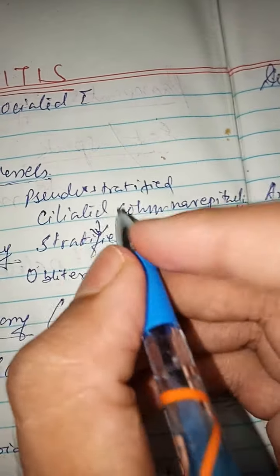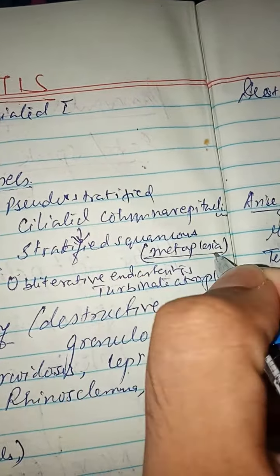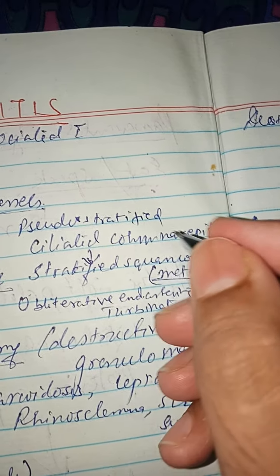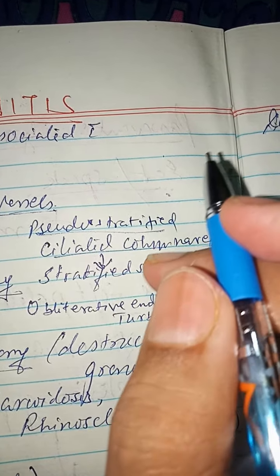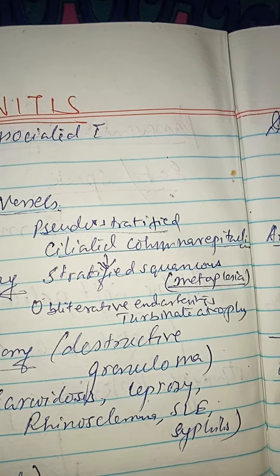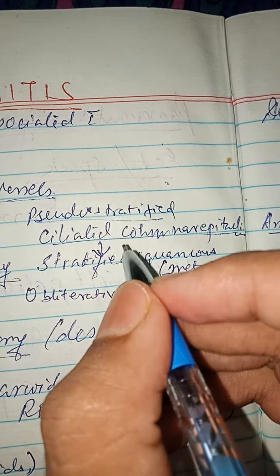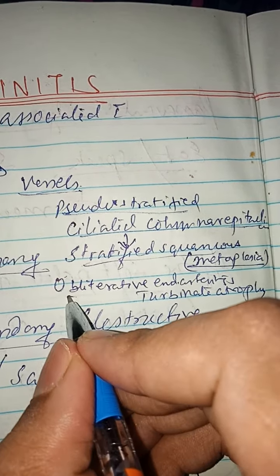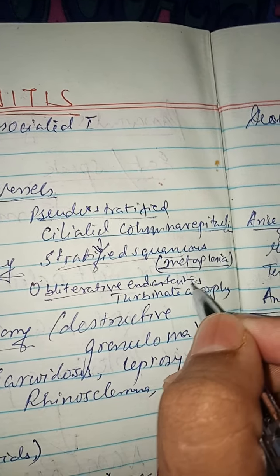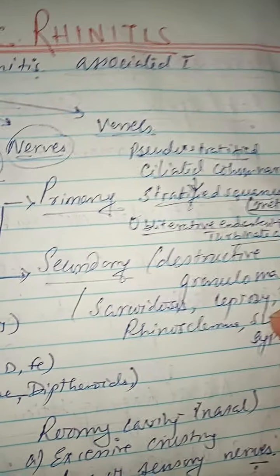Primary atrophic rhinitis is due to the metaplasia, that means a change of one type of epithelium to another type of epithelium. That is, pseudostratified ciliated columnar epithelium, which is normally present in the mucous lining of the nasal cavity, is changed into stratified squamous epithelium. Also, there is obliterative endarteritis and turbinate hypertrophy.